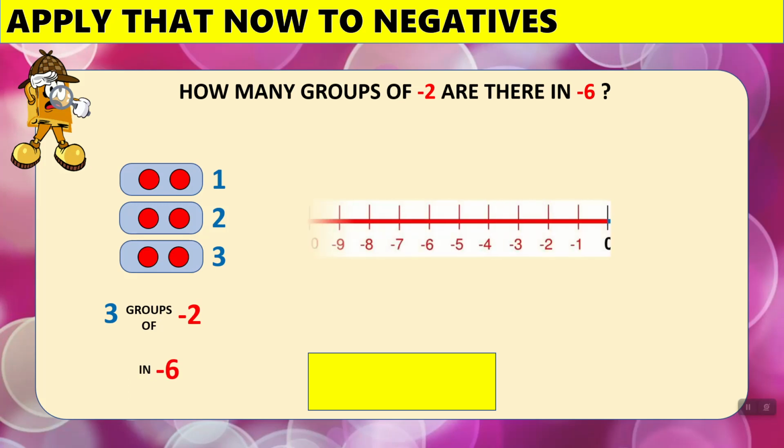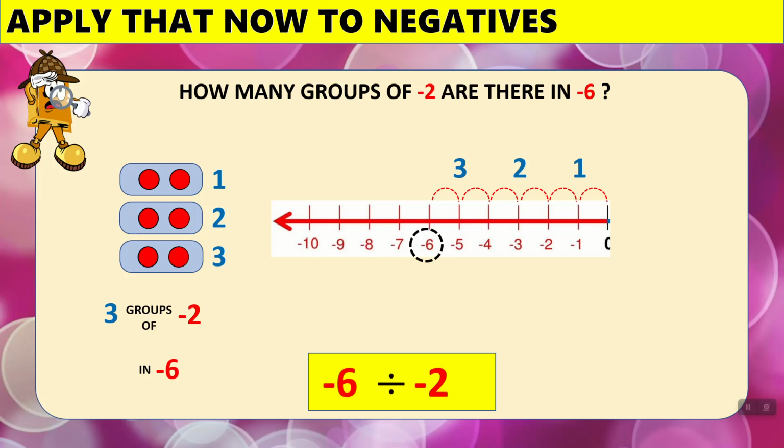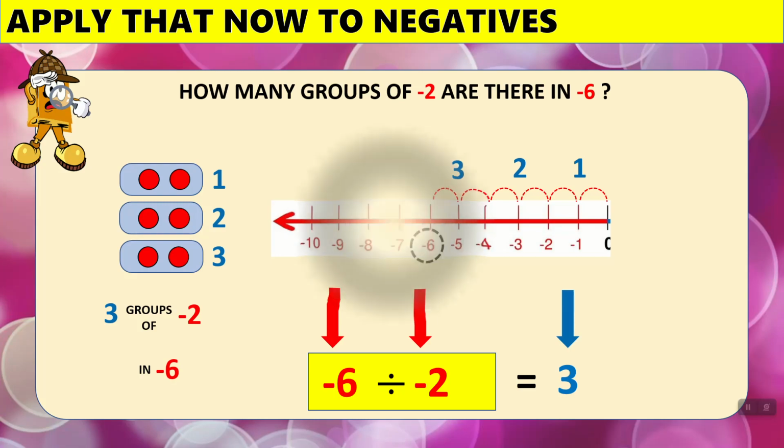And if we look at that on the number line, we can see here's negative 6. How many groups of negative 2? Well, here's one group of negative 2. Here's another group of negative 2. Here's another group of negative 2. There are 3 groups of negative 2. And if we write a division problem, we would say minus 6 divided by negative 2 equals 3. There are 3 groups of negative 2 in negative 6. And look at what we started out with. Both were negative, but our answer is positive.